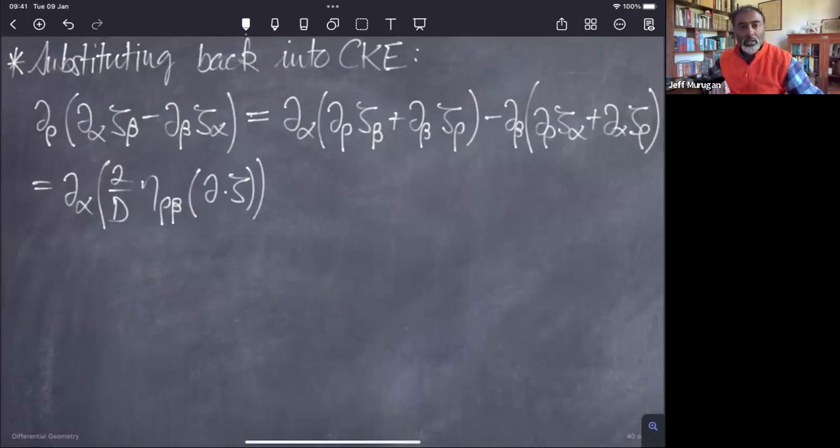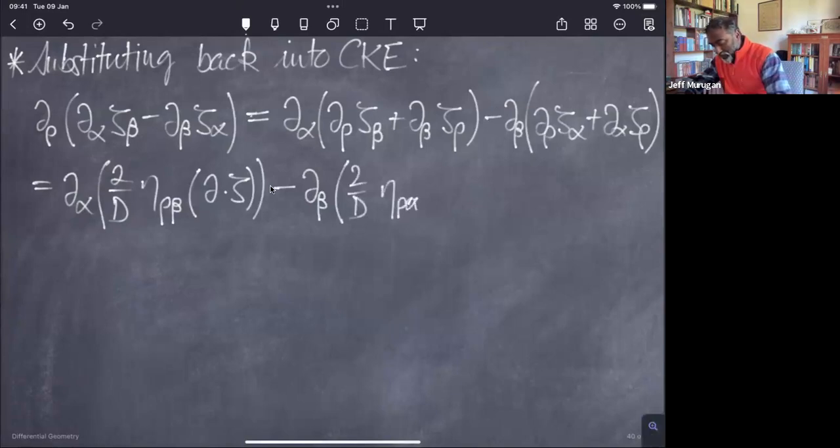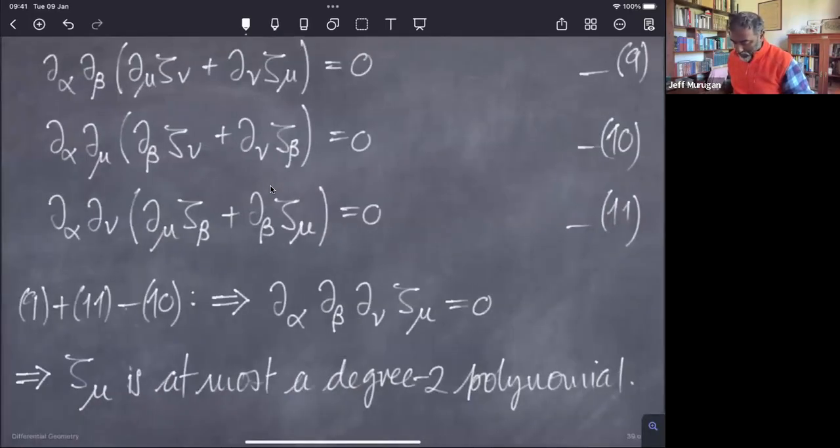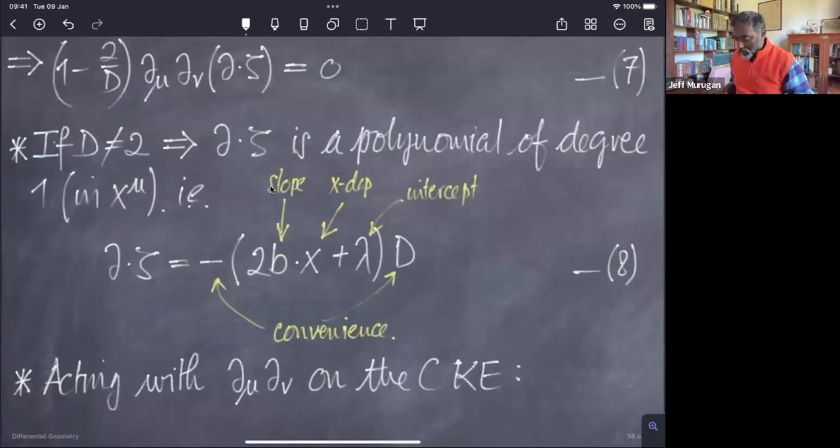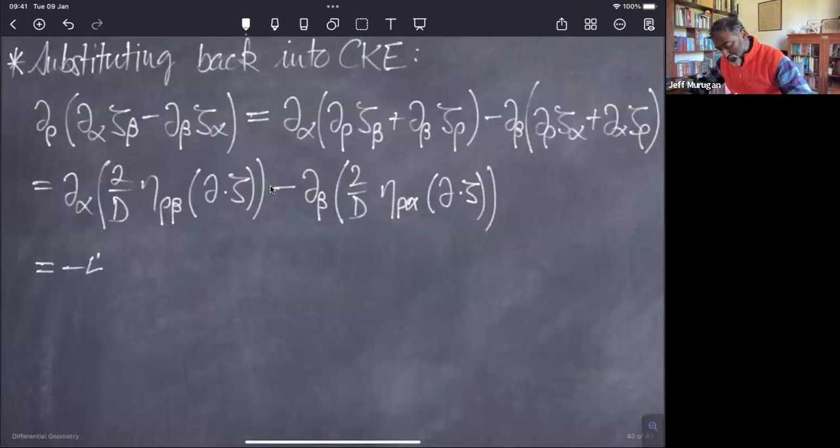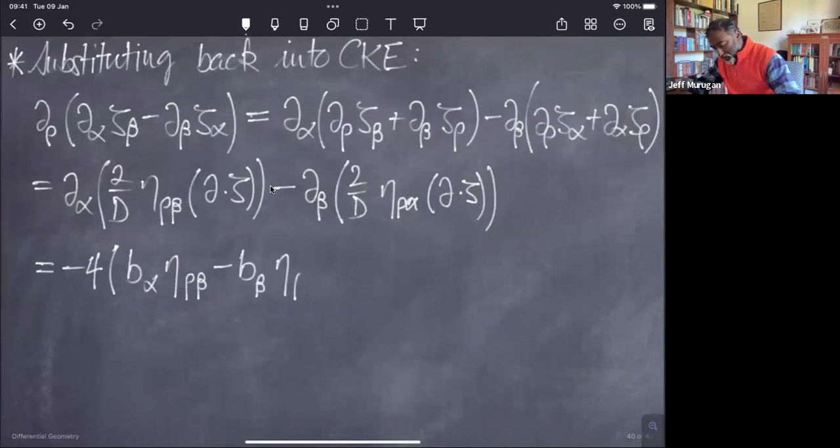Sorry, just give me 1 second. Okay. So that's d alpha of 2 over d eta rho beta of d dot zeta minus d beta on 2 over d eta rho alpha d dot zeta, which when I substitute back for d dot zeta in equation 8, I get minus 4 b alpha eta rho beta minus b beta eta rho alpha.